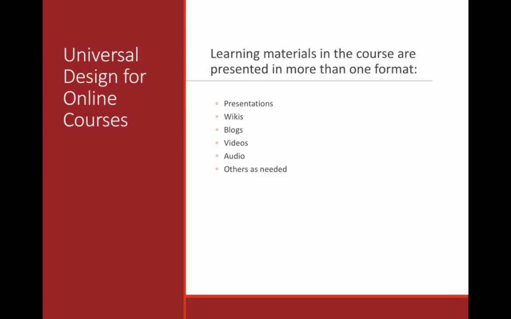Another way to make the course more usable and provide a universal design of learning in your online courses is to make sure that the learning materials are presented in more than one format. You can present materials through a variety of ways. You can create presentations, assign wikis, link to blogs, show videos, link to podcasts and audios and others. Providing multiple ways that students can access information allows for each individual learning preference and style.